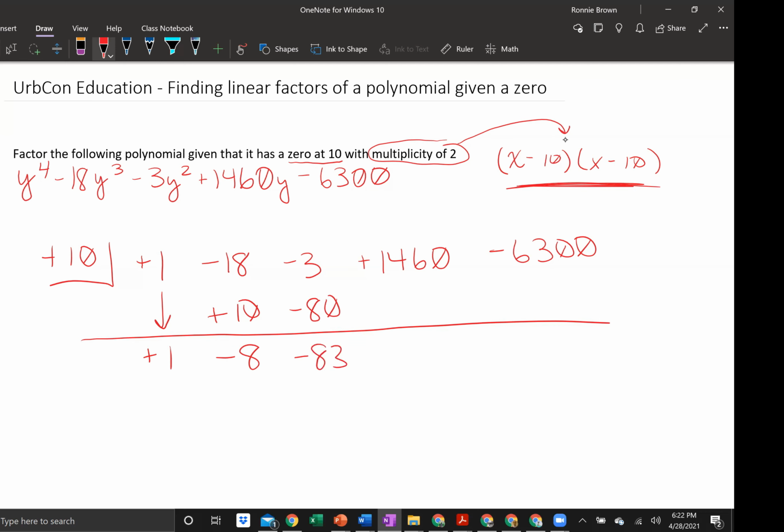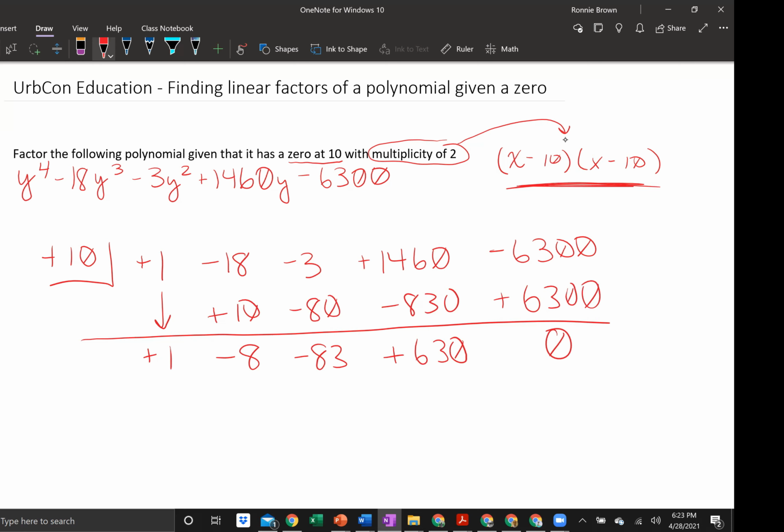And then we say, okay, negative 83 times 10. So 83 times 10 gives us 830, negative 830, right? And we have a positive 1460. So with that, signs are different. So we subtract, and take the sign of the larger number. So that'll be a positive 630. And then we take 630 times 10, and we get 6,300. Positive times positive is a positive 6,300. And look there, we get a remainder of 0.